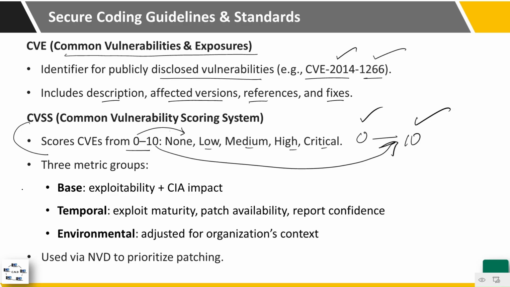We have three metric groups. Base shows the exploitability and CIA impact of the vulnerability. Temporal deals with how mature its exploitability is, the patch availability of that vulnerability, and report confidence. And environmental is organization-specific, adjusted for the organization's context. So CVEs and CVSS are used via NVD to prioritize patching. NVD is the National Vulnerability Database.